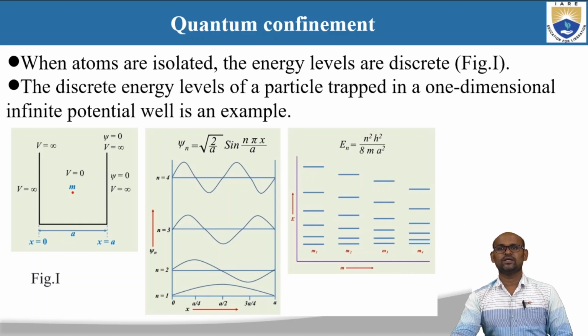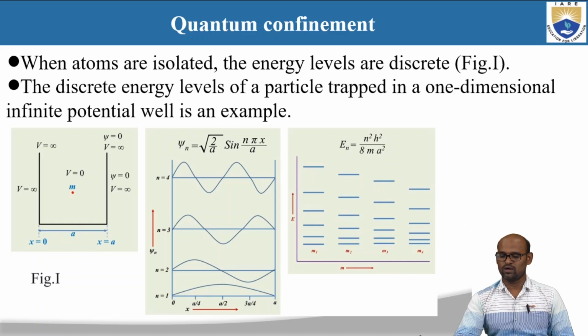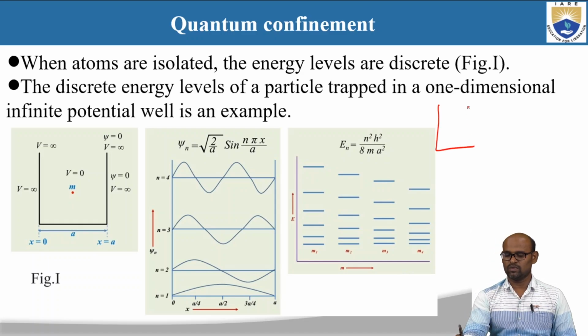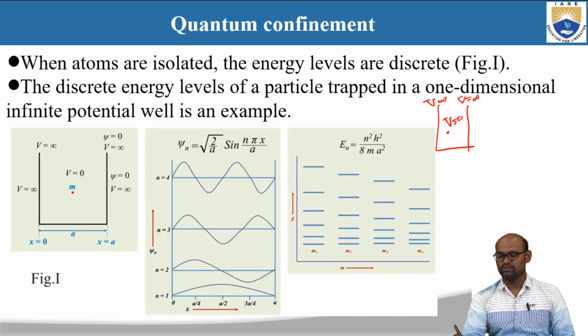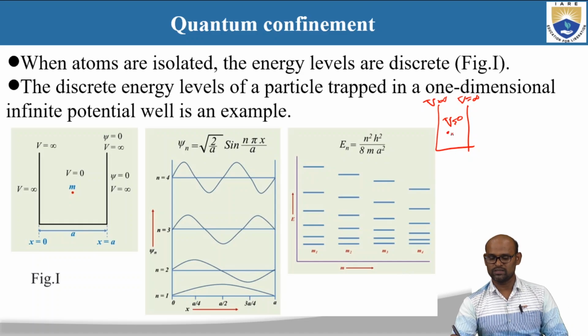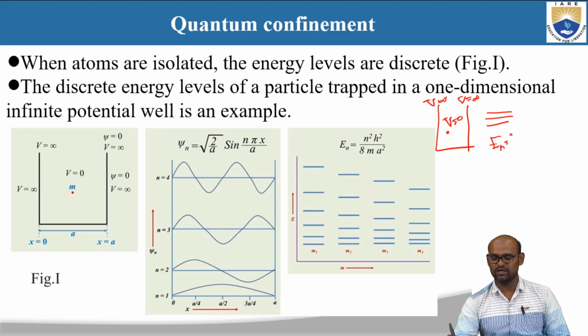When atoms are isolated, the energy levels are discrete. If you know the particle in a one-dimensional box, where a particle is trapped in a one-dimensional potential well with the potential zero inside and the potential infinite at the walls, then if you look at the energy levels of this particle trapped in an infinite potential, you will find these energy levels are discrete, which is given by n squared h squared by 8 m a squared, where a is the length of this box.